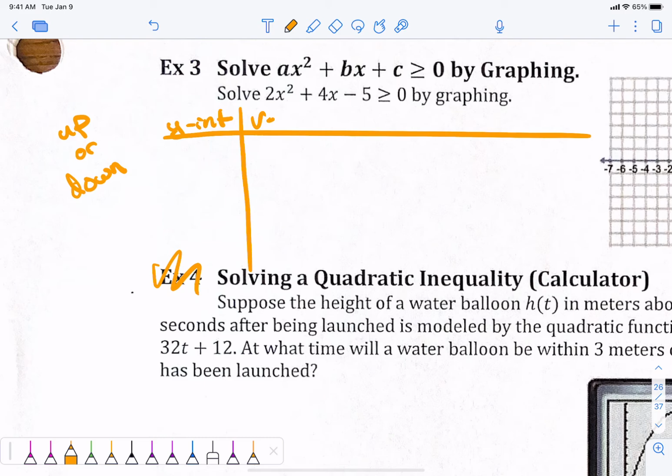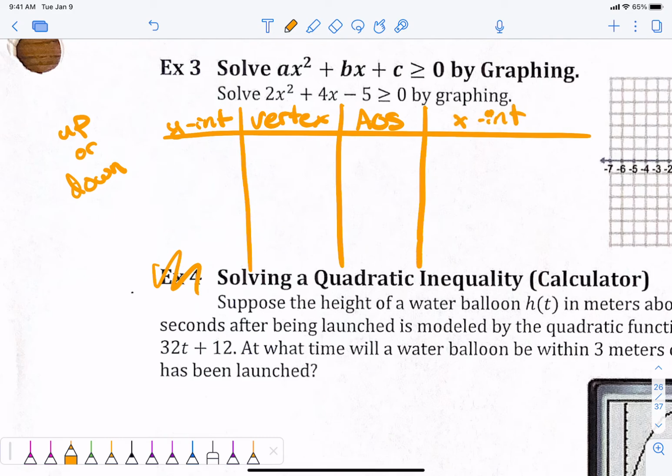Let's go. Vertex, label your things. These are the things we may not need all of them, but there's the x-intercept, axis of symmetry, vertex, y-intercept, all that good stuff. Write this down. This is example 3.